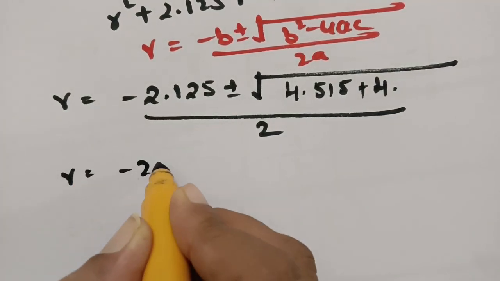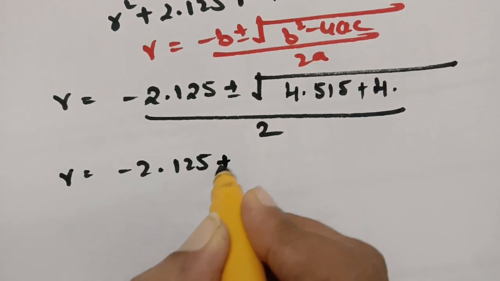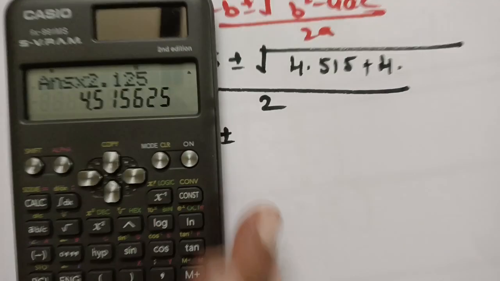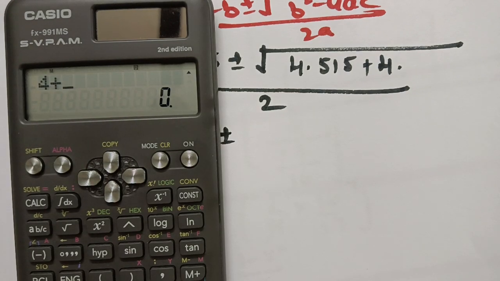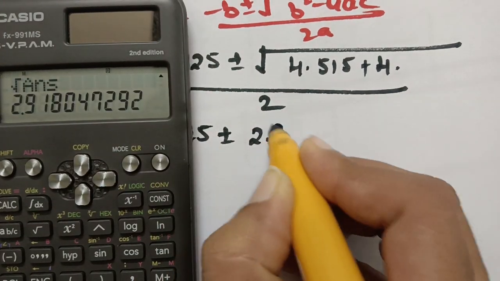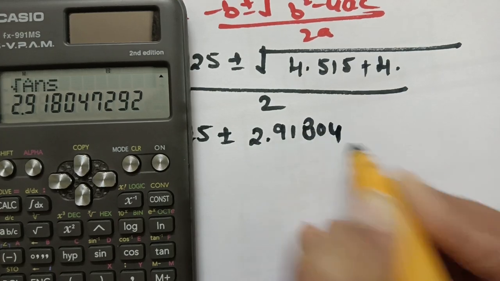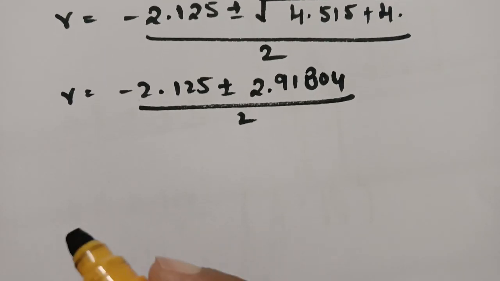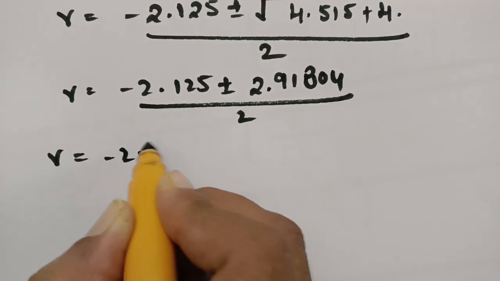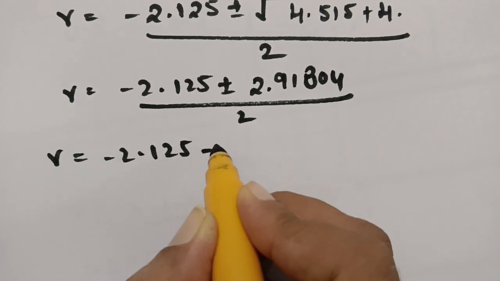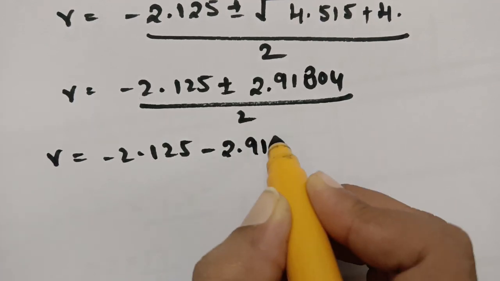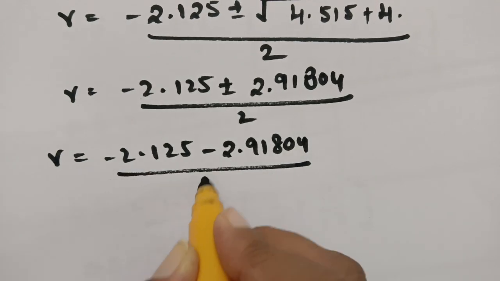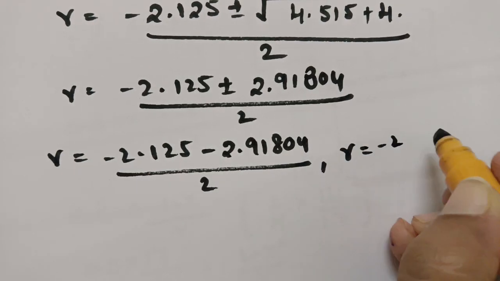So the value will be 4 by, this value is equal to 2. So r is equal to minus 2.125 plus or minus. The root value I am going to find: this is 4.515 plus 4, the square root, and the value here is 2.91804, divided by 2. If you observe this, there are two values here for r. One is minus 2.125 minus 2.91804 by 2, and the next one is minus 2.125 plus 2.91804 divided by 2.